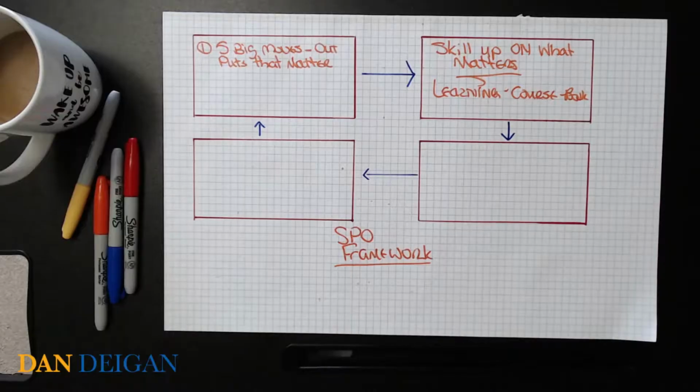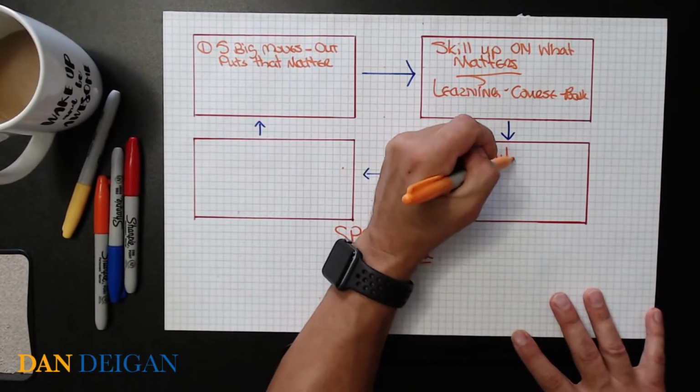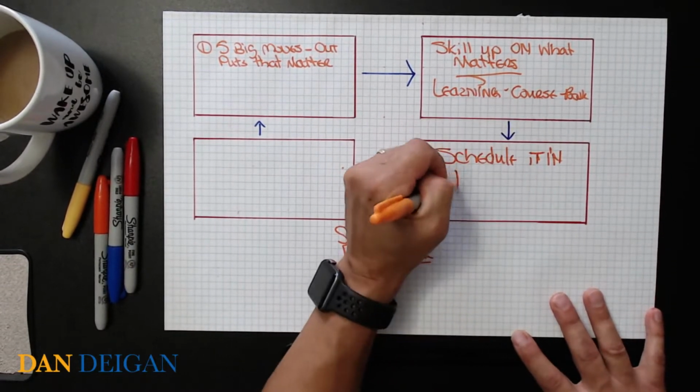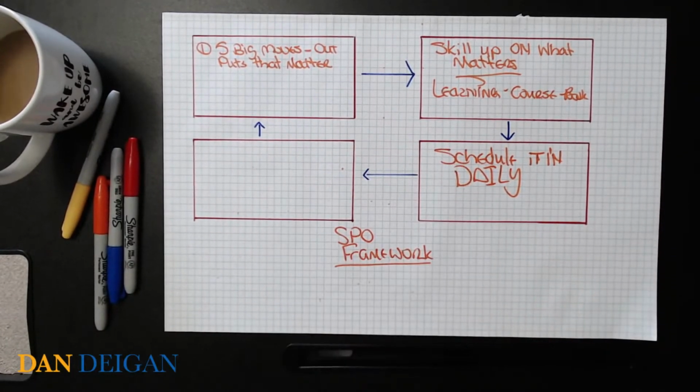Now, number three is schedule it in daily. Now, here is the big caveat to this. If we want to progressively move forward in a super abundant way, we have to work on those outputs daily. It's that simple.